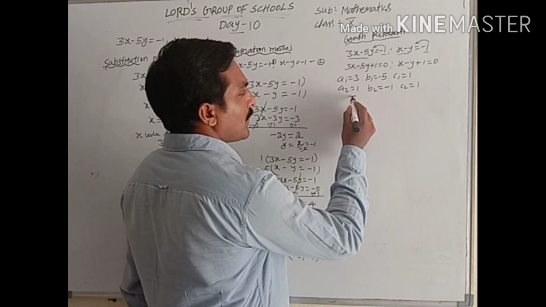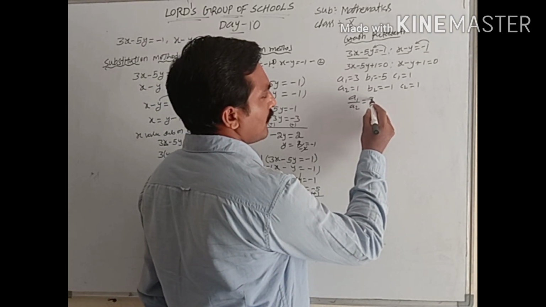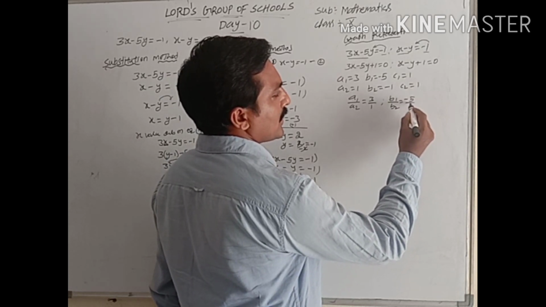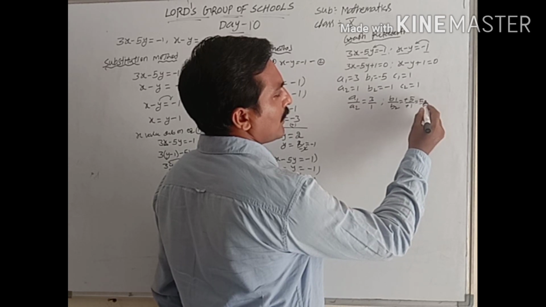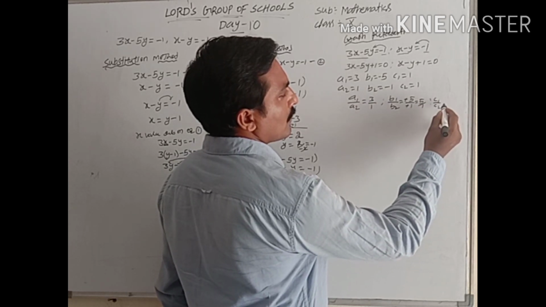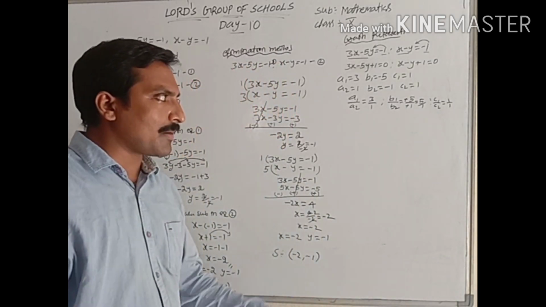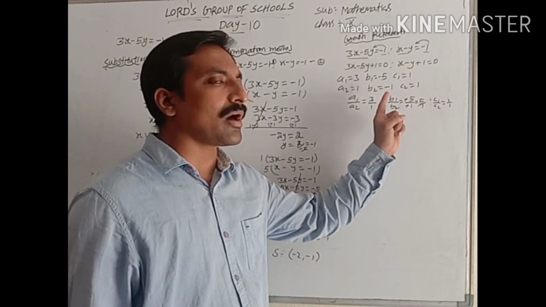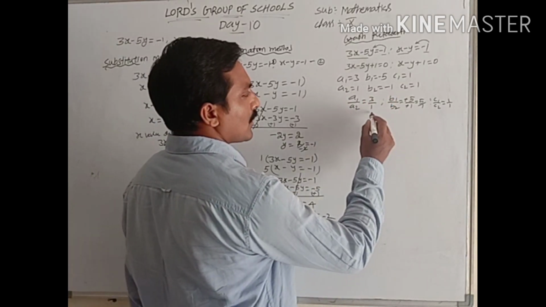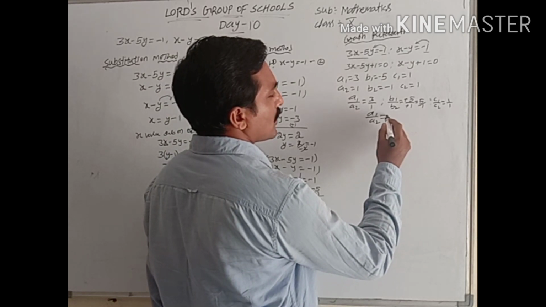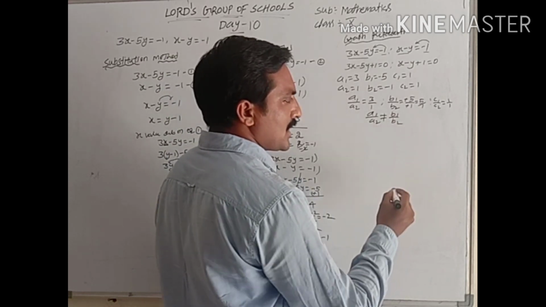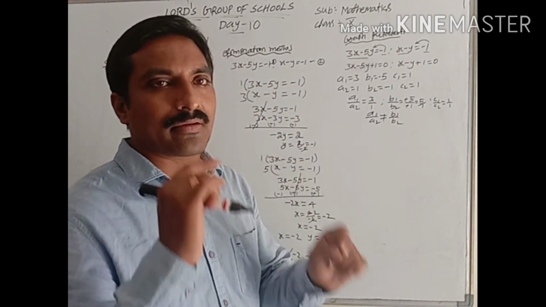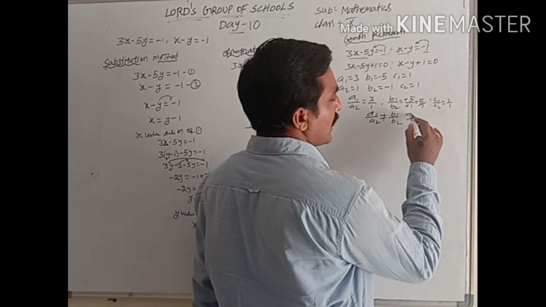Next, a1 by a2 you have to find out: 3 by 1. b1 by b2 you have to find out: minus 5 by minus 1, 5 by 1. c1 by c2 you have to find out: 1 by 1. After completing each ratio, you have to observe whether a1 by a2 and b1 by b2 are equal or not equal. Here these two are not equal. a1 by a2 is not equal to b1 by b2. It means the two lines must meet, they intersect. This is the condition for intersecting.